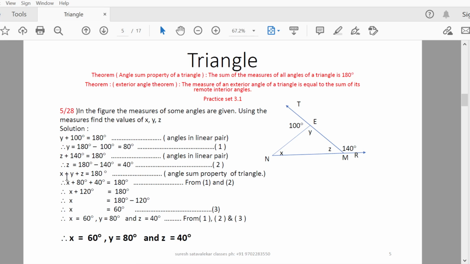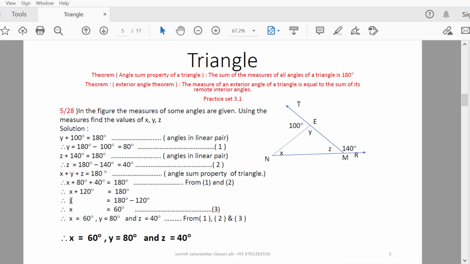And third is x plus y plus z is equal to 180 degrees. Angle sum property of a triangle: the sum of the measures of all the three angles of a triangle is 180. Now x is not known, so I am keeping x as it is. Y we found out to be 80 and z we found out to be 40. From 1 and 2 we get that z is 40, y is 80. So that can be replaced here. Now like terms can be added. 80 and 40 is 120. So x plus 120 degrees is equal to 180 degrees.